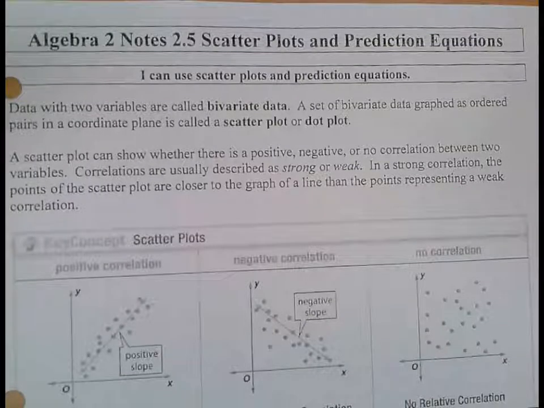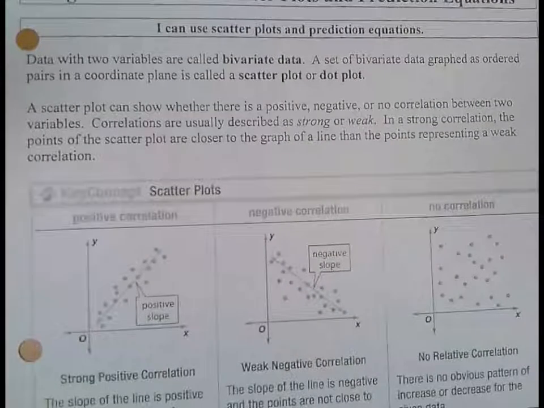Prediction equations, because I realize this too is going to be review. It isn't brand new to Algebra 2. What you want to be able to do is draw a scatter plot, draw a line of best fit, determine the type of correlation, and then write the prediction equation for your line of fit and use that to make whatever predictions the problem is asking you for.